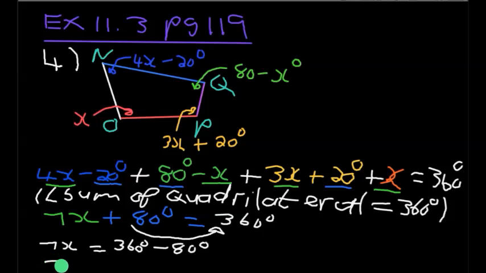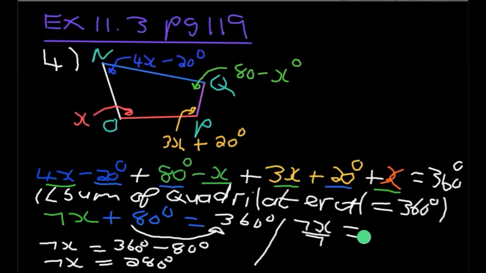So therefore 7x equals 280 degrees. But we don't want 7x. We only are interested in x. We know a number before a letter means we are multiplying the two. We now need to do the opposite of multiplication, which is division. So we divide the 7x by 7.